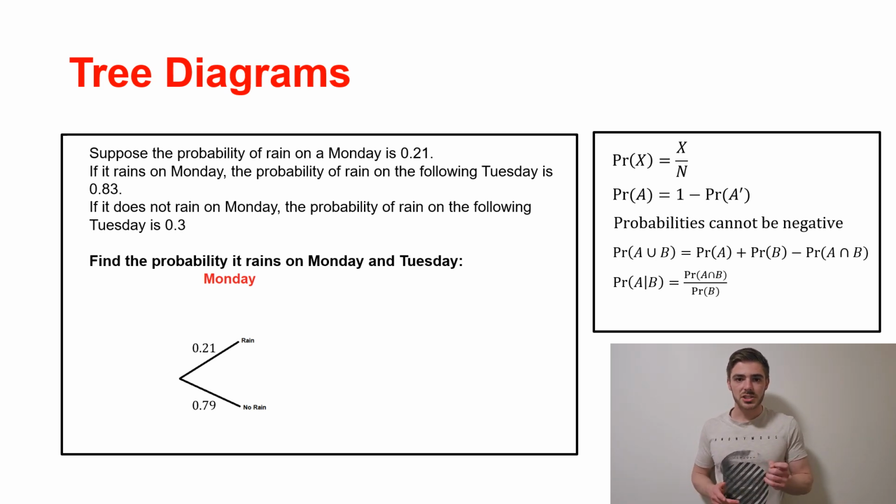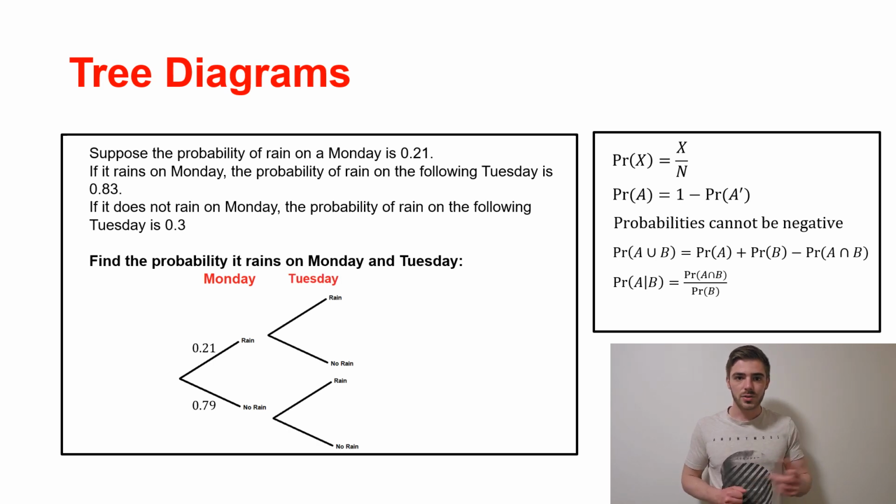Now we have to draw the branches for Tuesday. The probability of rain on Tuesday, given that it rained on Monday, is going to be 0.83. And so we're going to go down the rains on Monday branch and then down the rains on Tuesday branch and label that with 0.83. And as before, if we have a 0.83 chance of rain, then we have a 0.17 chance of not raining. So we'll write that one out as well.